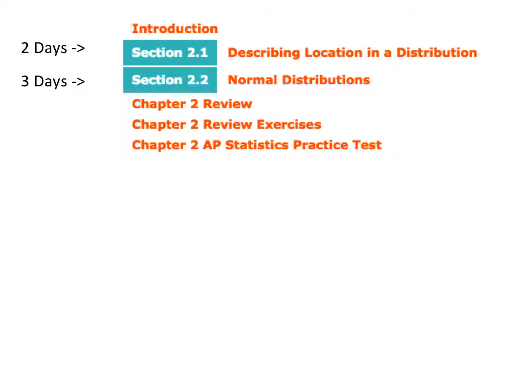Now Chapter 2 is a shorter chapter. There's only 2 sections and we spend 5 total days of lecture on that. The first section is going to focus on describing the location in a distribution of where data sits. And then we're going to wrap it up with talking more formally about the normal distribution. We spend 3 days on that because the normal distribution is the key and primary distribution that we use in this course. I would say 90% of the questions that are distribution related are about normal distributions.